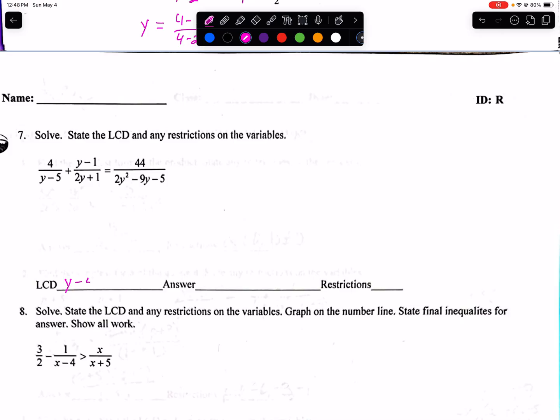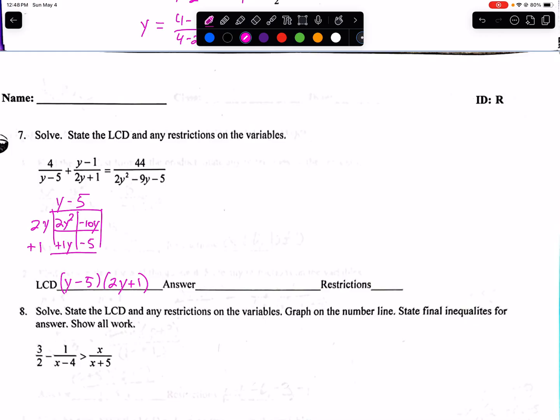So then 2y squared minus, minus 5. So yeah, they're the same. Oh, so then your LCD is going to be y minus 5 and 2y plus 1? Exactly. I'm just going to show the box on the video.